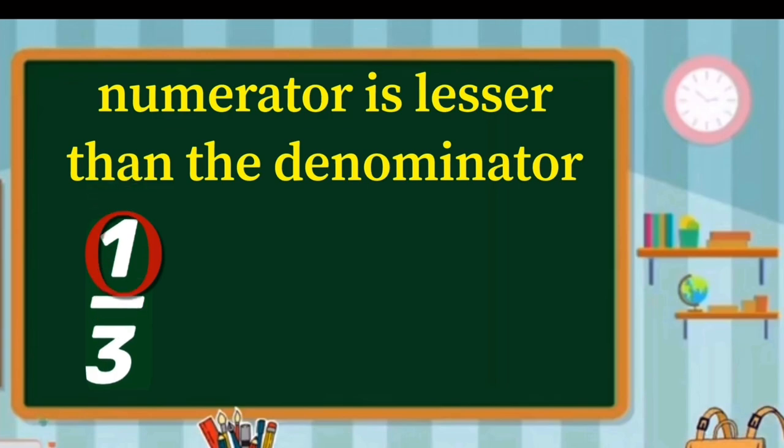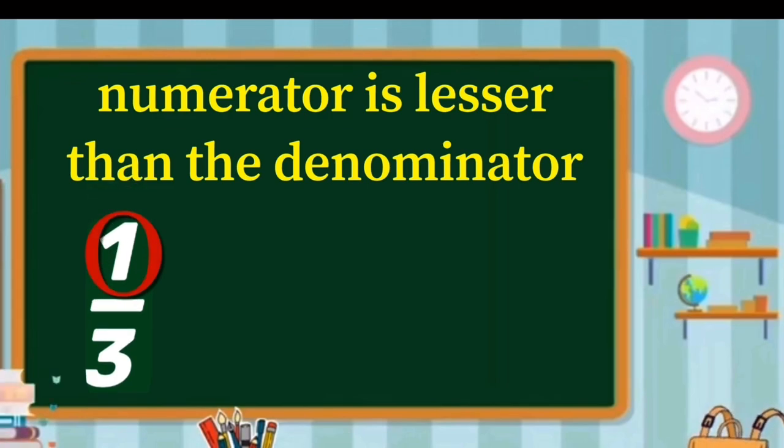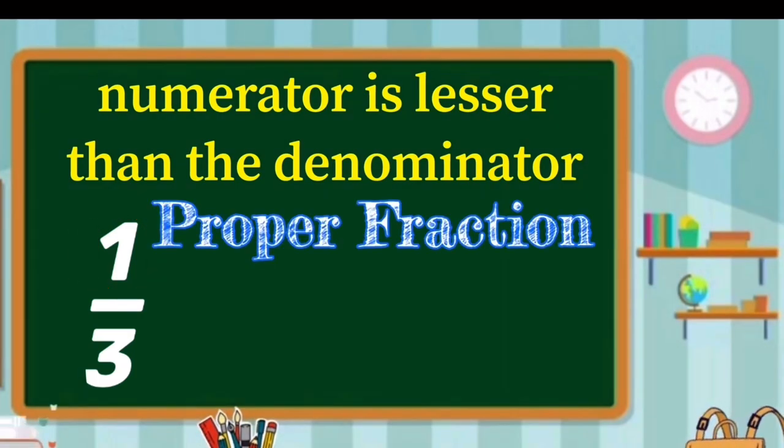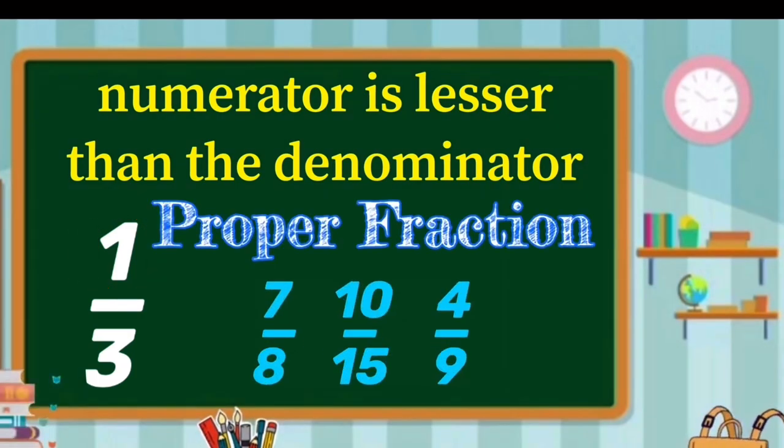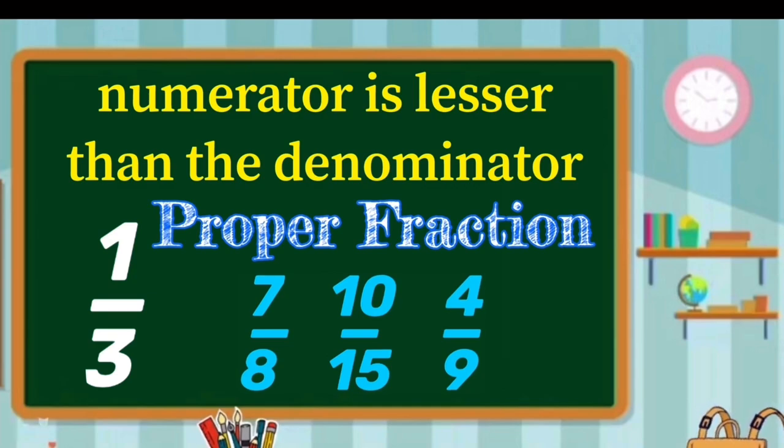Next are fractions whose numerator is lesser than the denominator. Example, we have here 1 over 3. The numerator 1 is lesser than the denominator 3. We call it a proper fraction. Another example, we have 7 over 8, 10 over 15, and 4 over 9. The numerator is lesser than denominator, and those are examples of proper fraction.